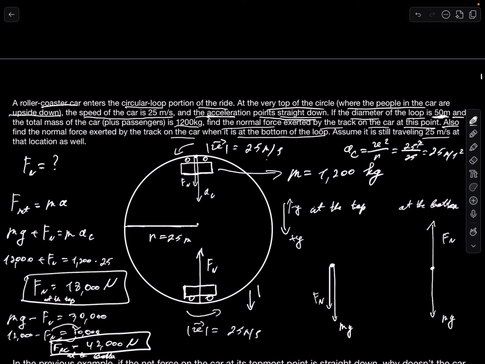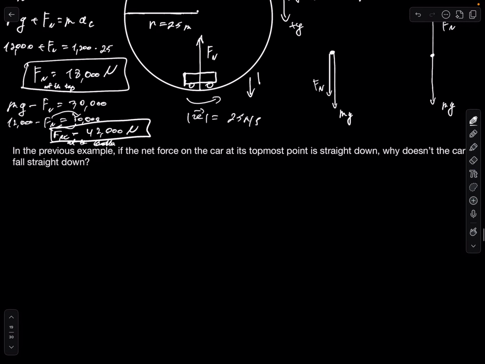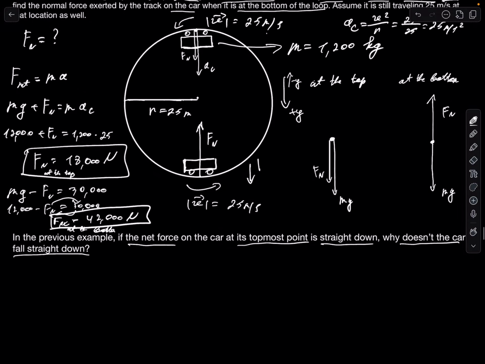Those are our answers. The normal force at the top is 18,000, and the normal force at the bottom is 42,000. And now, a very interesting question. In the previous example, if the net force on the car at its topmost point is straight down, why doesn't the car fall straight down?